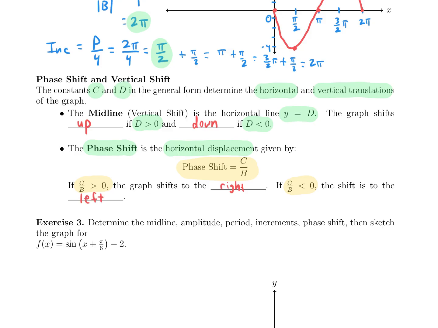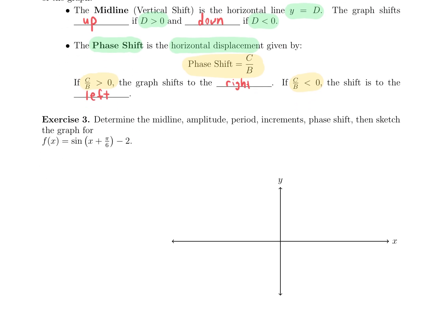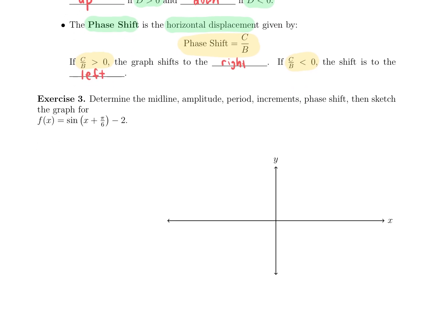So let's look at this example here. All right, so they want us to find the midline, the amplitude, the period, increments, phase shift, and sketch the graph. Let's start by writing out the general form of a sine function. The general form is a sine parentheses bx minus c plus d.